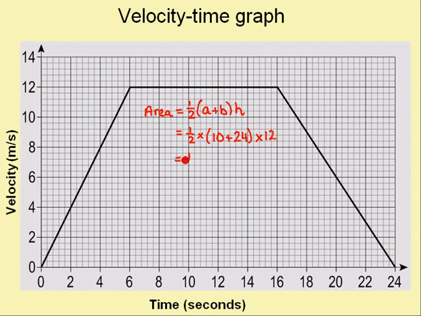So I've got a half times 34 times 12. So that's 17 times 12, and that's 204. Now, because the velocity was given in meters per second, we know that the distance travelled is 204 meters.